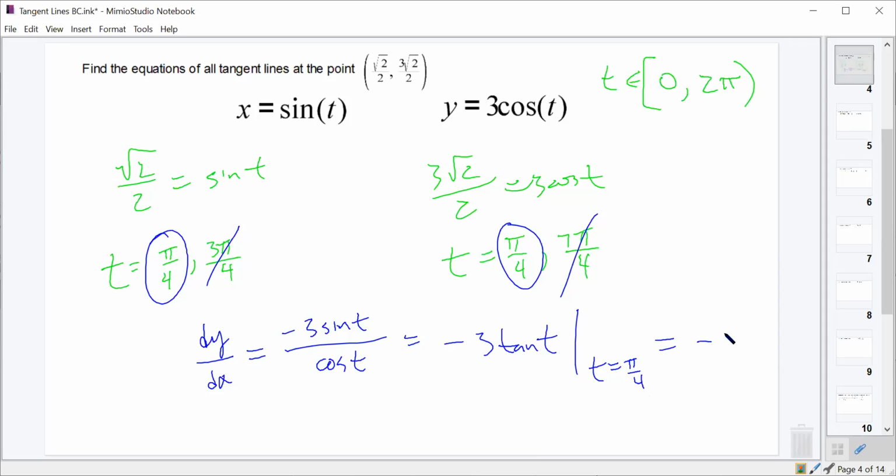Should just get negative 3. And our equation ought to be y minus 3 root 2 over 2 equals negative 3 times x minus root 2 over 2. Any questions on that? Everybody good with that?